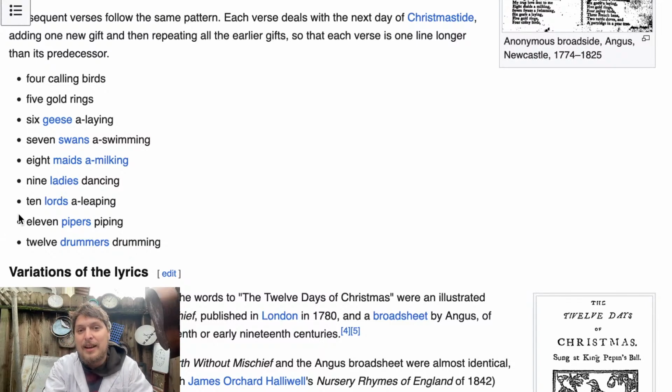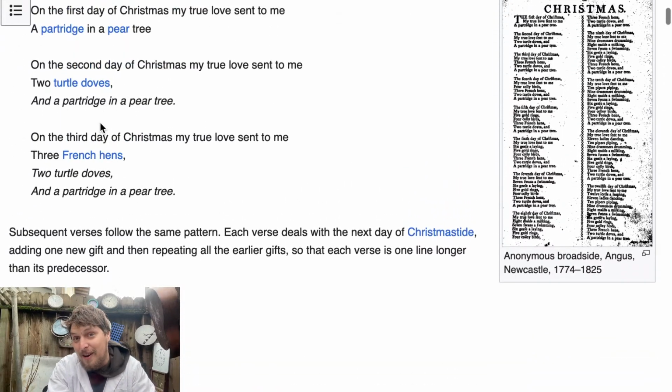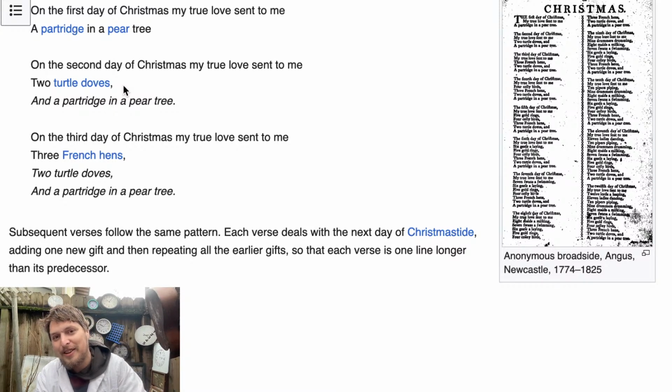This one is 10 amount of Lords a-Leaping. This one's 6 amount of Geese a-Laying. And as they go through this song, the tale of the song is that on the first day of Christmas, they got a partridge in a pear tree. The second day of Christmas, they got 2 turtle doves and a partridge. Third day, they got 3 French hens, 2 turtle doves, and a partridge.